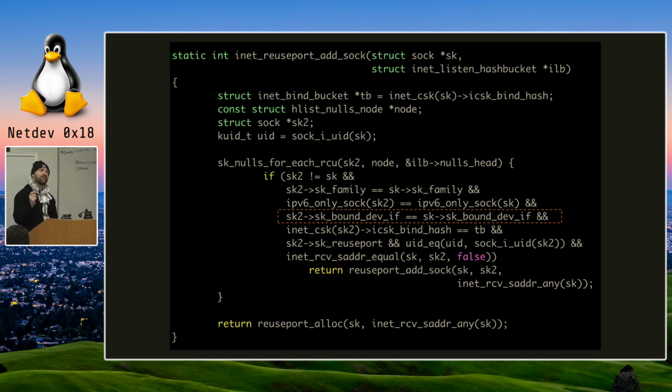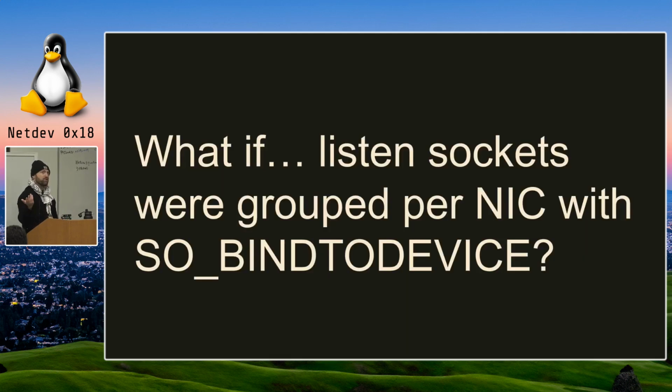And I stumbled on this piece of code in the kernel in reuseport_add_sock. So when you're adding a file descriptor to a reuseport group, there's a check that occurs to say, hey, is this thing bound to the same ifindex? And so I started thinking, I wonder if I can delimit reuseport groups not just by their port number, but also by the ifindex of the device. What if listen sockets were grouped per NIC with SO_BINDTODEVICE?